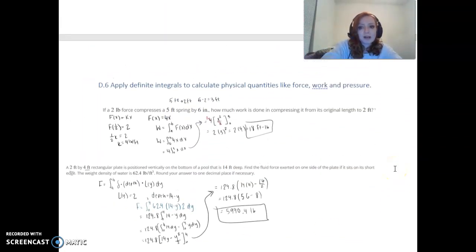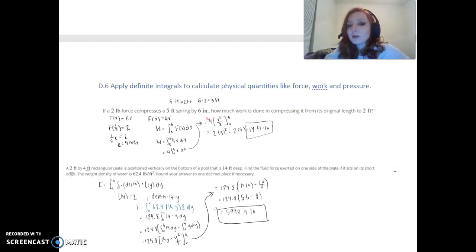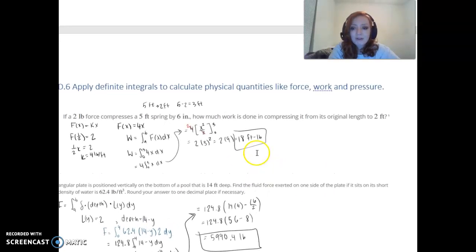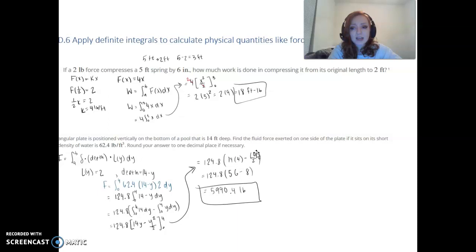For D6, that was to apply the definite integrals to calculate physical quantities like force, work, and pressure. And I used two different examples for this. One trying to find the work, and then one trying to find the force. So we have f of x equals k times x, and k is the constant. So we have 1 over 2, and that is our feet, and that's the force of 1 over 2 equals 2.